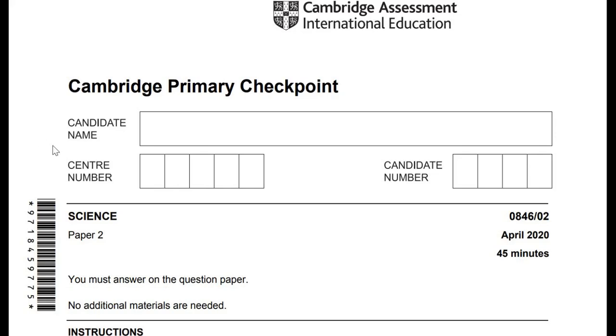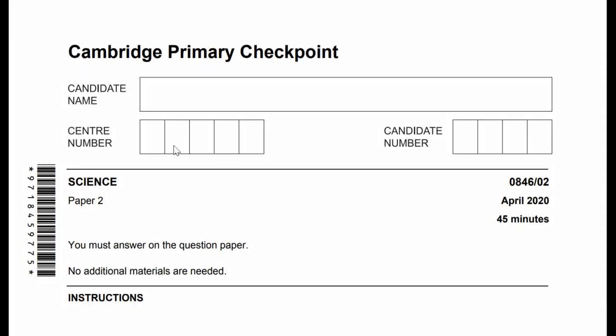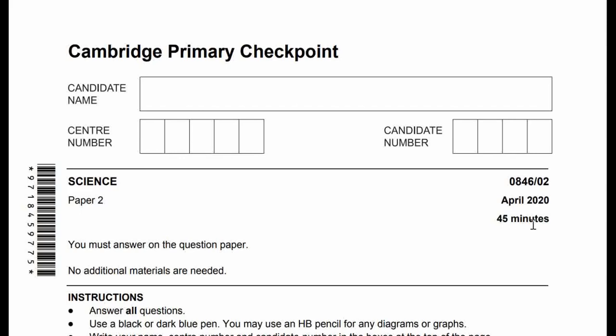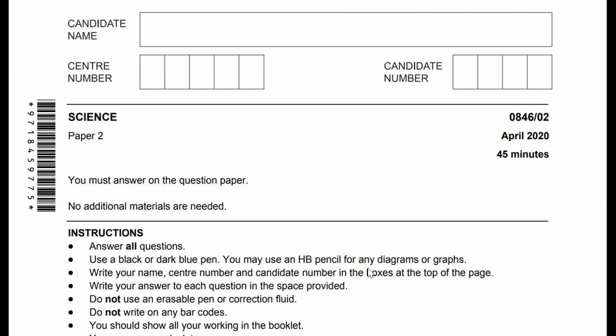Hi guys, today we are going to discuss Cambridge Primary Checkpoint Science Paper 2, April 2020. This exam is for 45 minutes. Let's start from number 1.